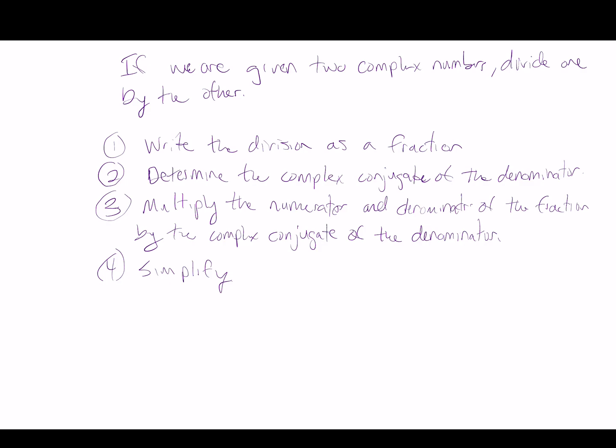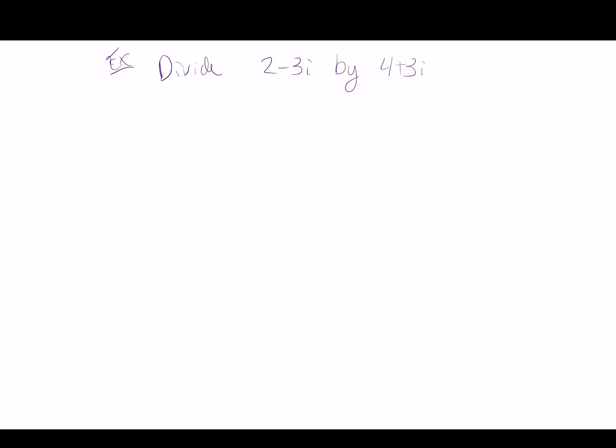Let's do an example of that. For this example, we want to divide 2 minus 3i by 4 plus 3i. So what's our first step? We need to rewrite it as a fraction. So 2 minus 3i over 4 plus 3i. Our next step is to multiply the numerator and the denominator by the complex conjugate of the denominator, which we have to find. What is the complex conjugate of 4 plus 3i? Well, that's 4 minus 3i.